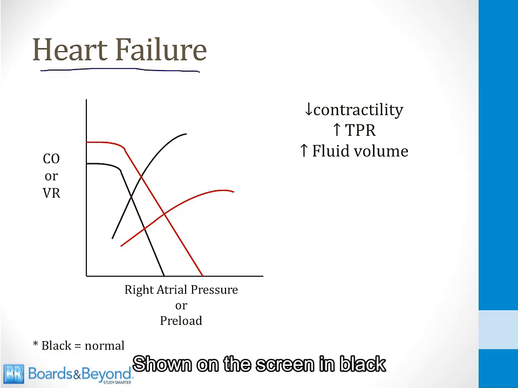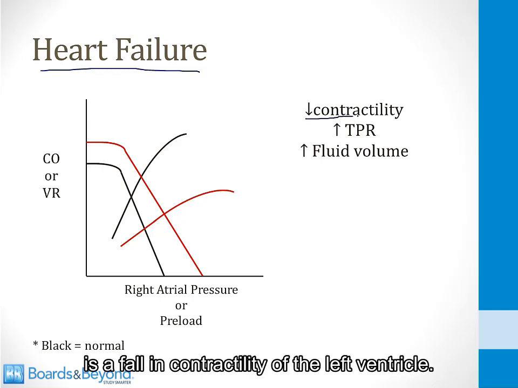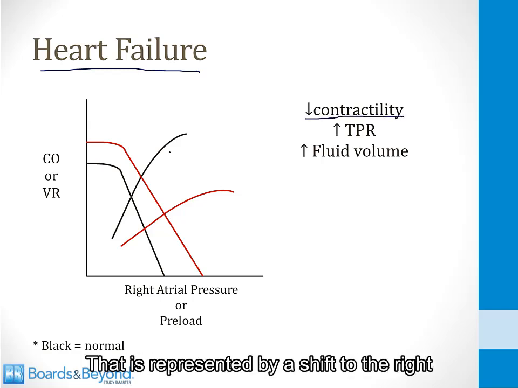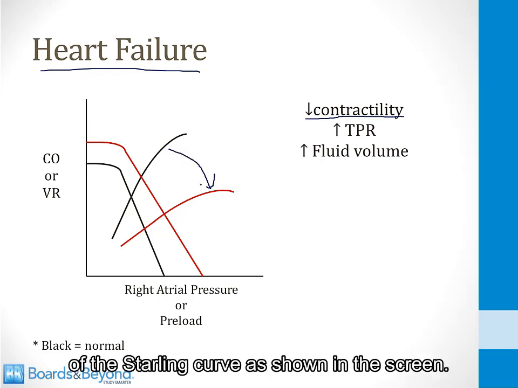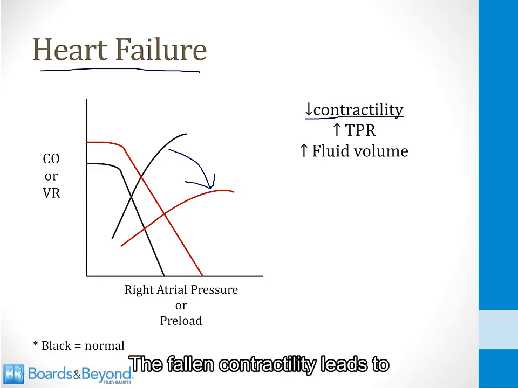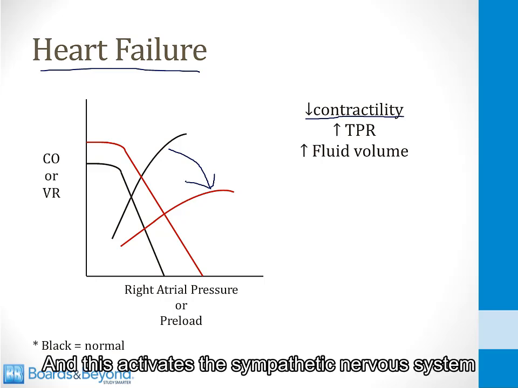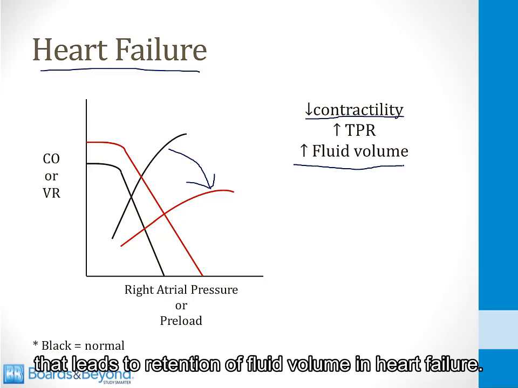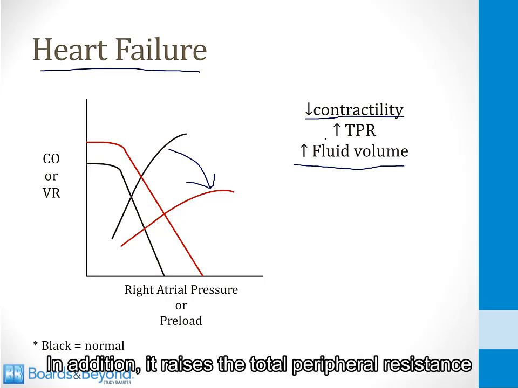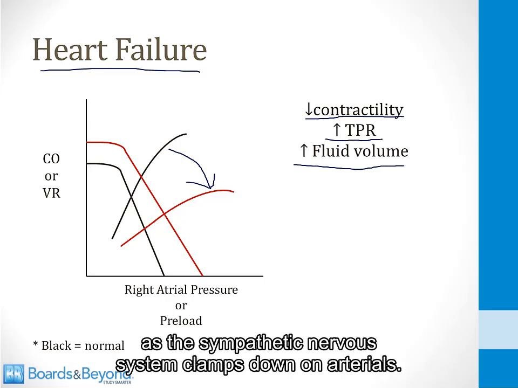Shown on the screen in black is a normal patient, in red is a patient with heart failure. So let's try to make sense of this. In heart failure, the primary problem, as you know, is a fall in contractility of the left ventricle. That is represented by a shift to the right of the Starling curve as shown on the screen. The fall in contractility leads to a fall in cardiac output, and this activates the sympathetic nervous system. That leads to retention of fluid volume in heart failure. In addition, it raises the total peripheral resistance as the sympathetic nervous system clamps down on arterioles.